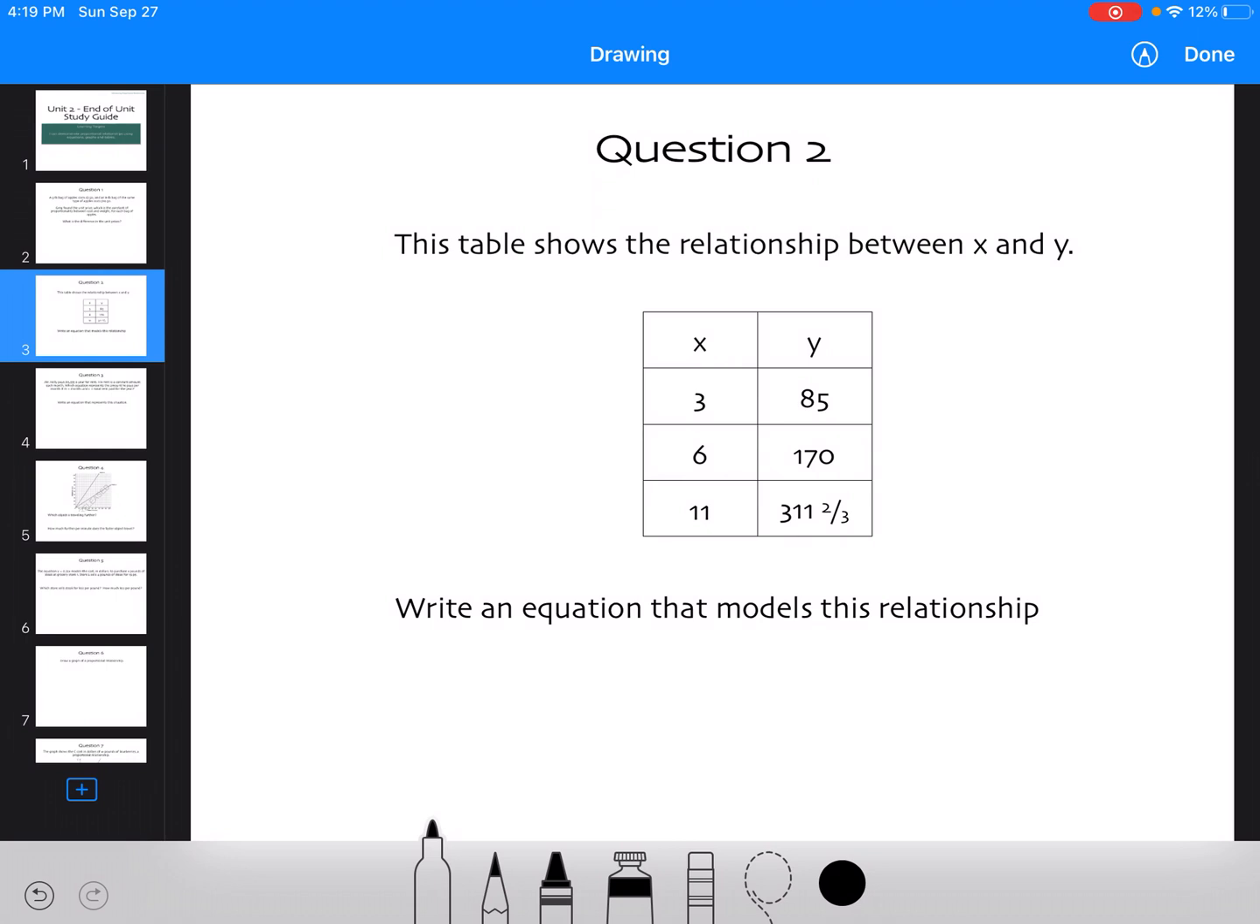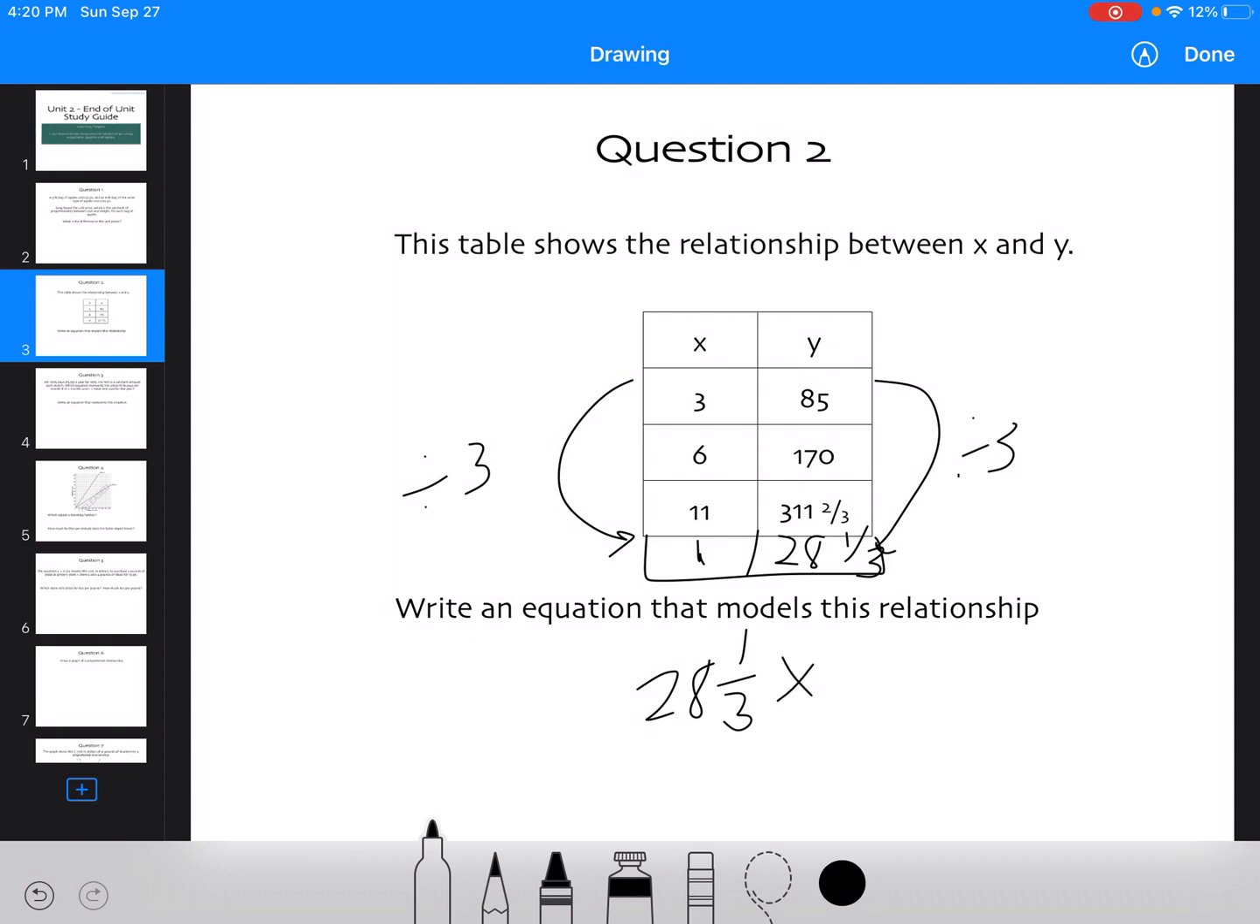This table shows the relationship between x and y. Write an equation that models the relationship. So remember, you have to find your constant of proportionality. So that's when x is 1. So I'm dividing by 3. Divide by 3. So 85 divided by 3. I get 28 1/3. So if I was going to write an equation that represents it, it would be 28 1/3 x equals y. So I would be multiplying everything by 28 times the x column, and it's going to equal my y column.